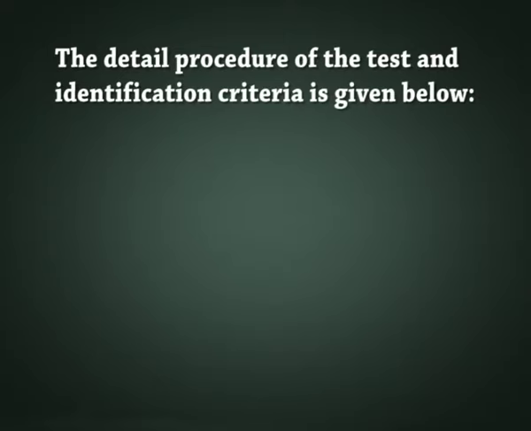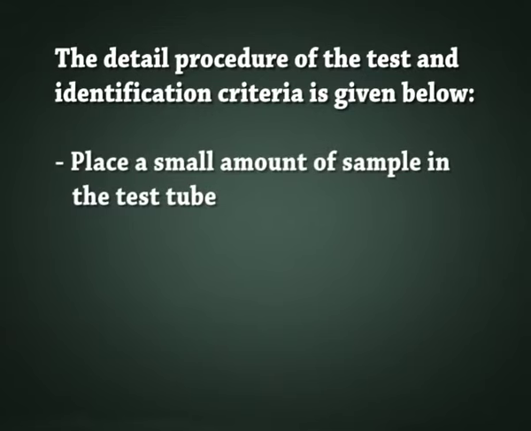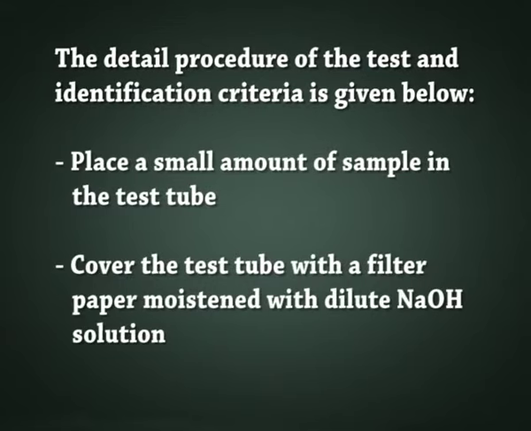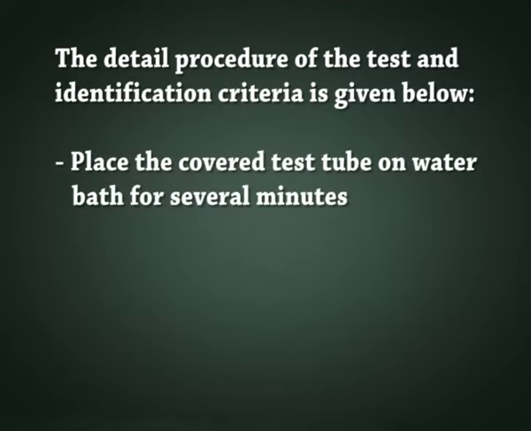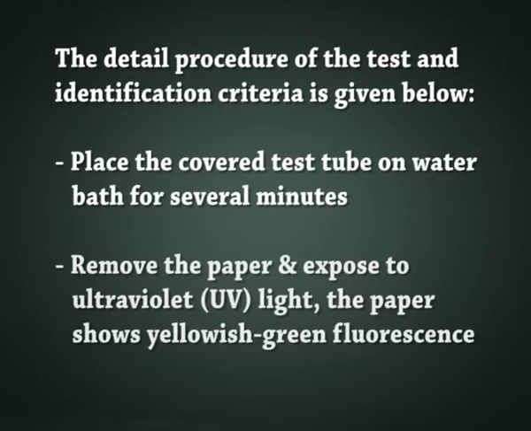Now let's look at the detailed procedure of the identification test used for coumarin glycoside. Place a small amount of sample in a test tube and cover the test tube with a filter paper which is moistened with dilute sodium hydroxide solution, and place the covered test tube on a water bath for several minutes. Then remove the paper and expose it to ultraviolet light. The paper should show yellowish green fluorescence. If it shows yellowish green fluorescence, that means coumarin glycoside is present in the test drug.